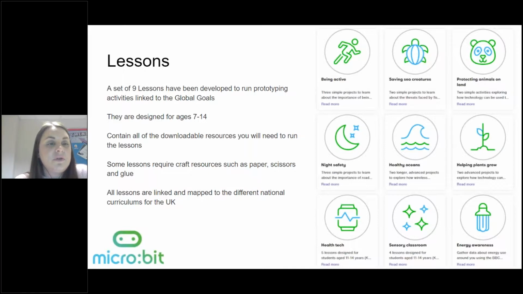They're designed for children aged 7 to 14, and they contain all of the downloadable resources that you will need to run the lessons. Some of the lessons do require some craft resources like paper, scissors and glue, but they're not actually necessary. It's just an extra activity that you can do in the design process of the prototyping. And all of the lessons are linked and mapped to the different national curriculums for the whole of the UK. You can see on the side there that there are 9 different activities there, from being active to healthy oceans and energy awareness.